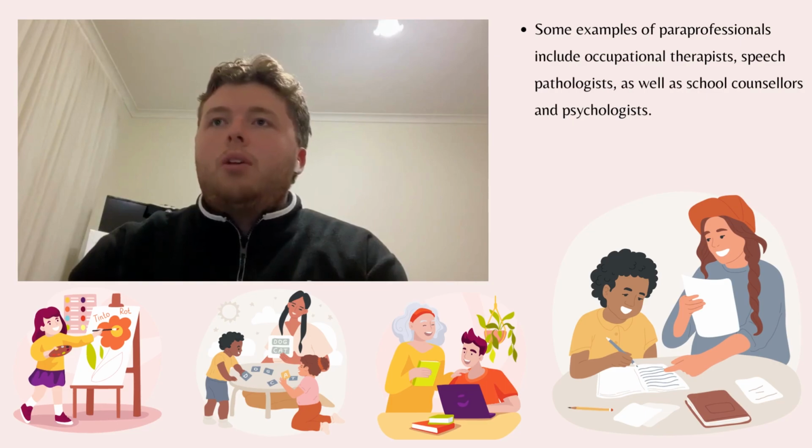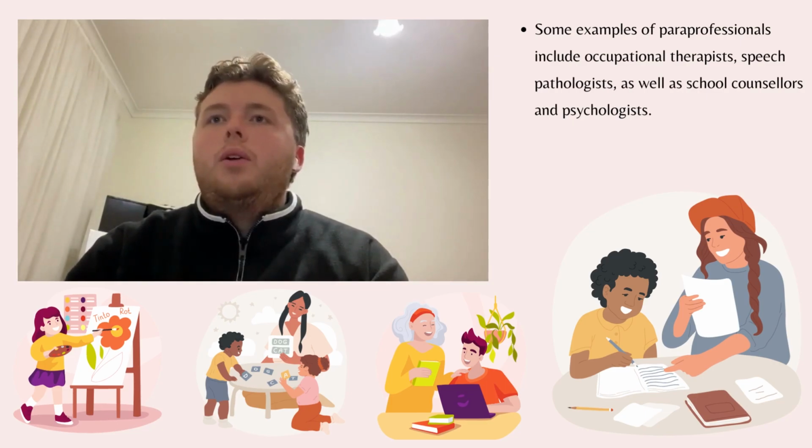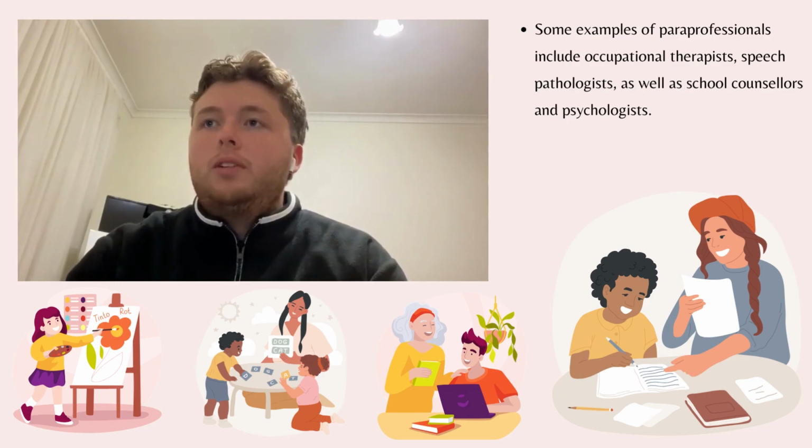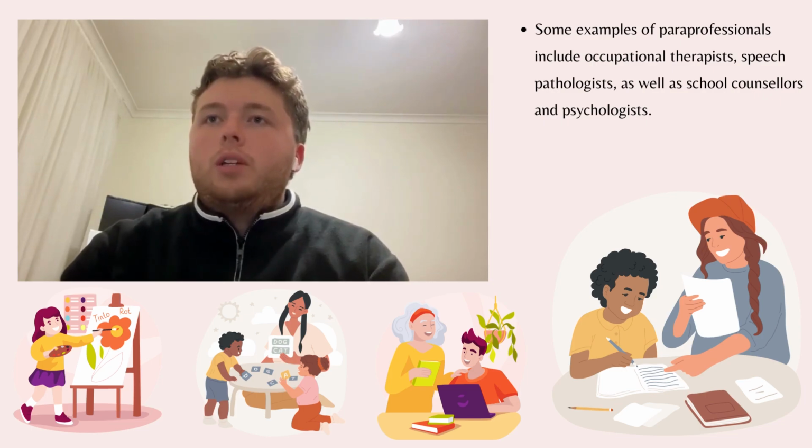Some examples of paraprofessionals that teachers can work with are an occupational therapist, a speech pathologist, as well as a school counsellor and psychologist. I will first talk briefly about occupational therapist and speech pathologist. While they may not be the most relevant to the scenario, I've had the most experience working with them on placement and the workplace. Then I will talk about school counsellors and psychologists in detail as they are relevant to the scenario.